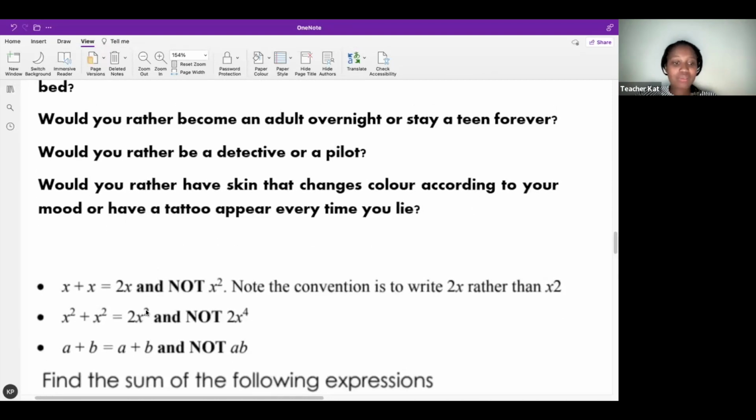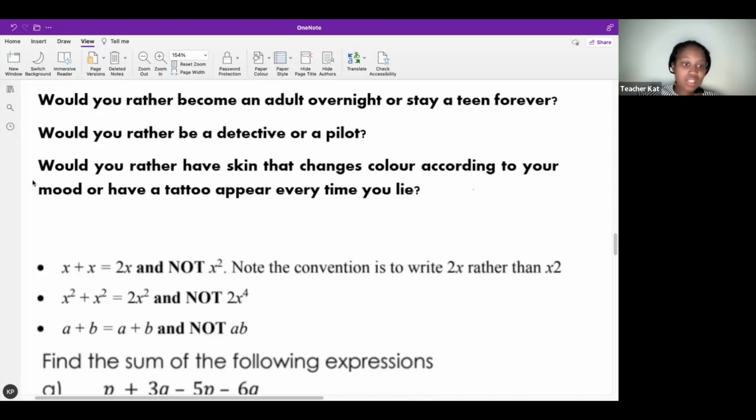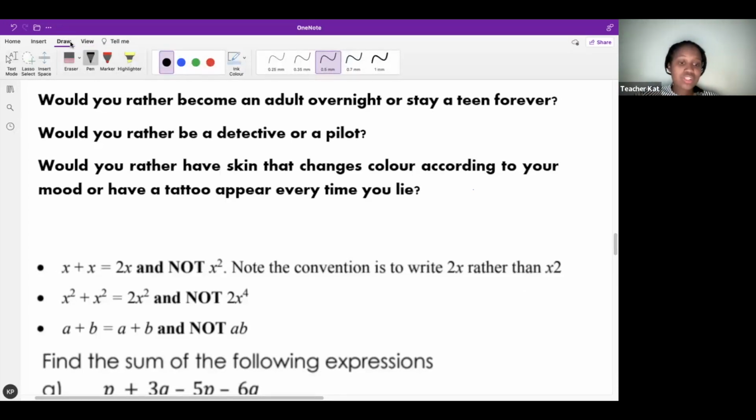Okay. Now, this is a misconception that a lot of us might get confused about. So I just thought I'd include it here just so that you look out for it. So x plus x, we said, is 2x and not x squared. Don't get confused. And another thing is we usually write the number first. So it's 2x as opposed to x2. x2 is not wrong. I just showed you that it's not wrong if you swap them around, but we generally write the number first.